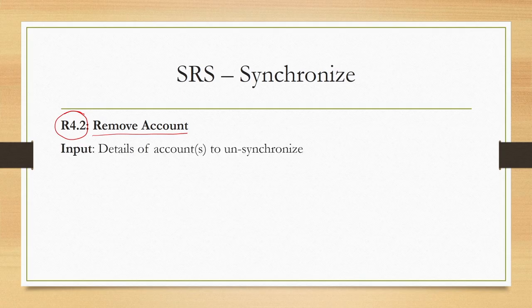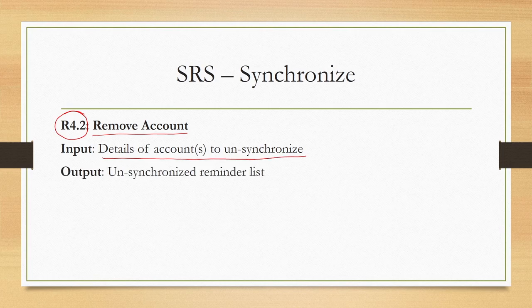So, the input is details of accounts to be removed or unsynchronized, and output is the unsynchronized reminder list. That means, now the display should not contain events that are linked to the account which is unsynchronized.